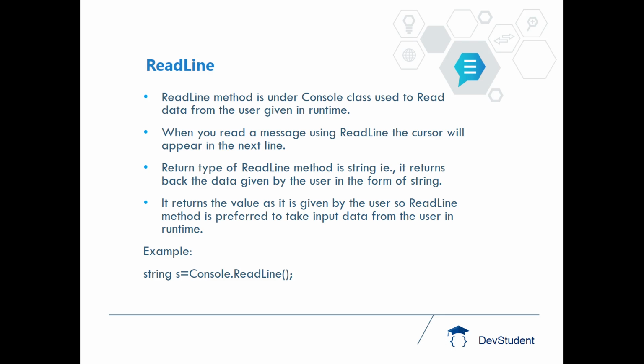So every time a user enters something, that is taken using ReadLine, and it can be stored in a string. And as its return type is string, it's going to show the value which is exactly entered by the user. Example, string s = Console.ReadLine(). So the user can enter his name or a number or anything which can be stored in the string s, which can be used as an input, and you can do some processing after that using that input value.